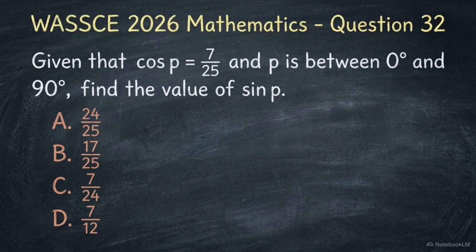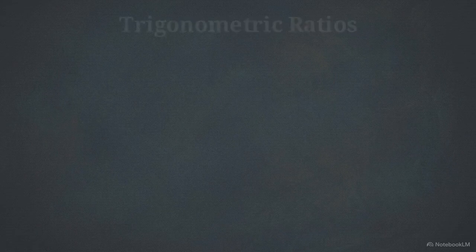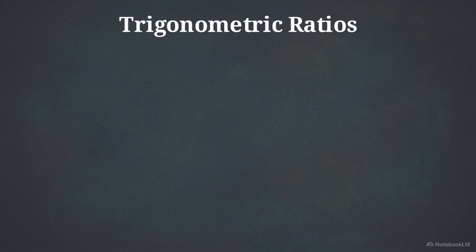Today we are looking at question 32 from the 2026 mathematics exam. Don't worry if trigonometry feels a bit mysterious. Think of ratios like cosine as a simple map. They just tell us the relationship between two specific sides of a right-angled triangle.